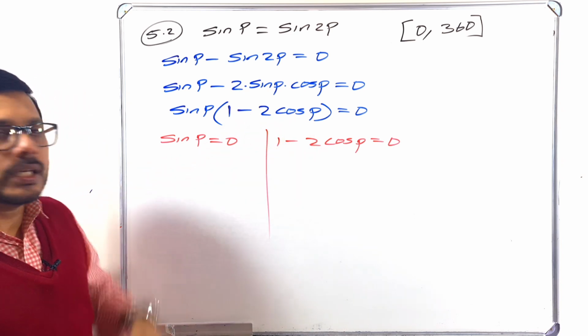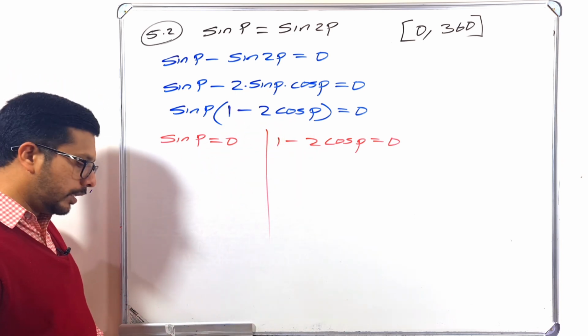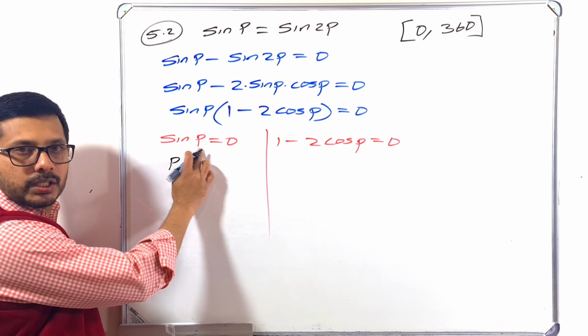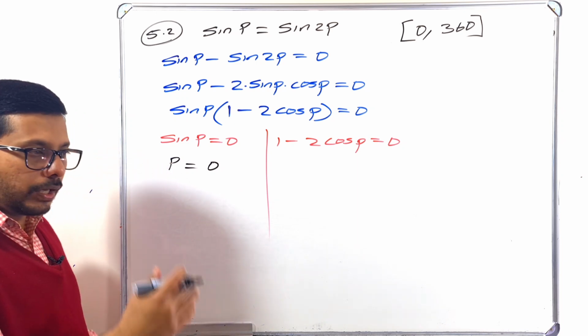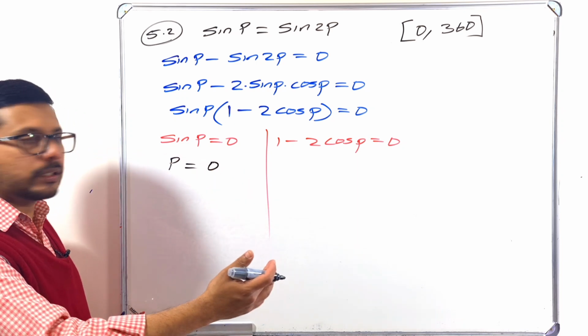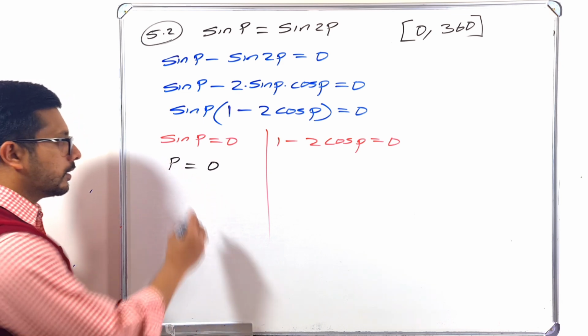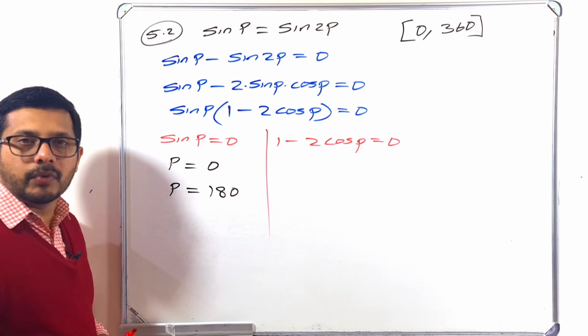So if sin P is equal to 0, what are the values of P? Sin P is equal to 0, what are the values of P? P is equal to, sin 0 is 0, so P is equal to 0. Then another 180. That means sin 180. Check in your calculator, what is sin 180? Sin 180 is also 0. That means P can be 180 also.